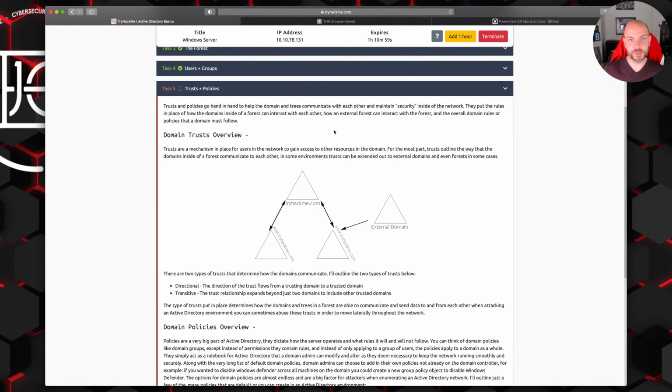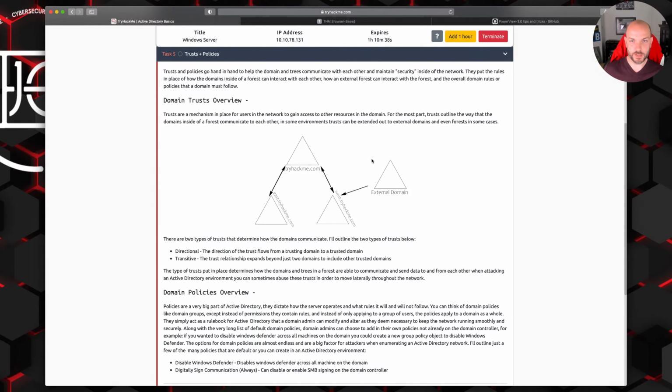All right, trust and policies go hand in hand to help the domain and trees communicate with each other, and maintain security inside the network. They put rules in place of how domains inside a forest can interact with each other, how external forests can interact with a forest, and the overall domain rules, policies a domain must follow. So we were kind of talking about the example before of you work for one company, it has some type of trust with another company, and you're able to access stuff within their environment. And that's kind of what this is looking like here.